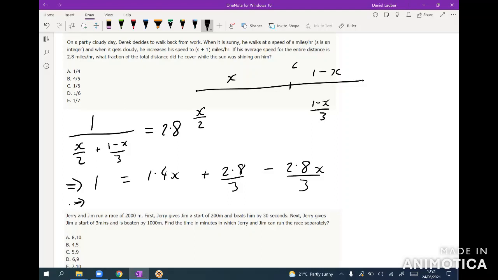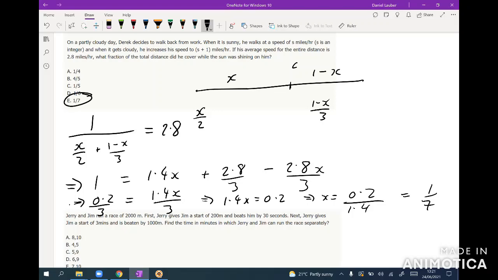So then that means that 0.2 over 3 equals 1.4x over 3, which means that 1.4x equals 0.2. So x equals 0.2 over 1.4, which equals 1/7. So that's the answer. Nasty question.